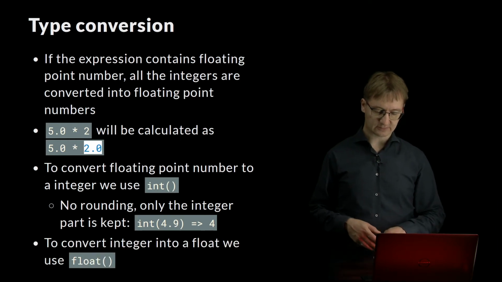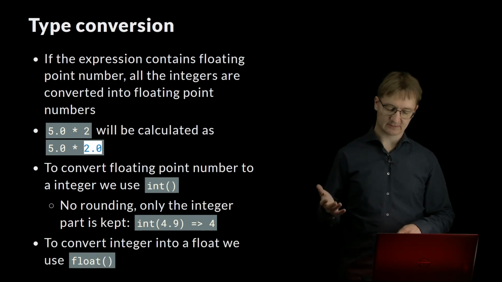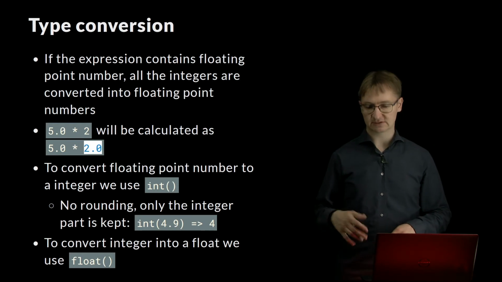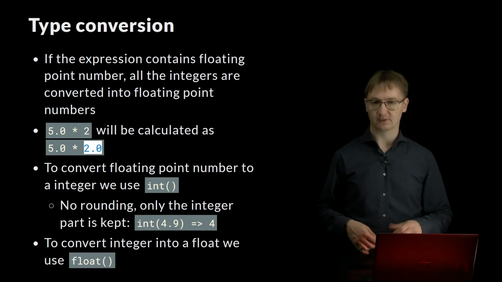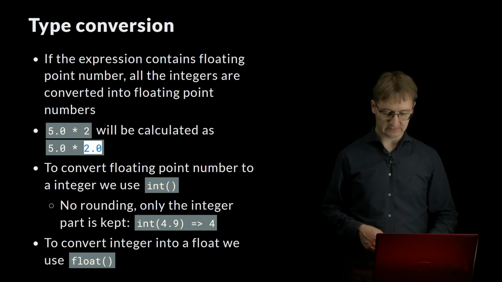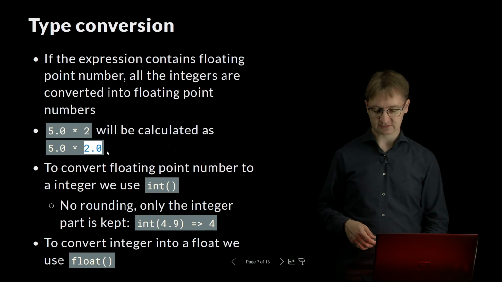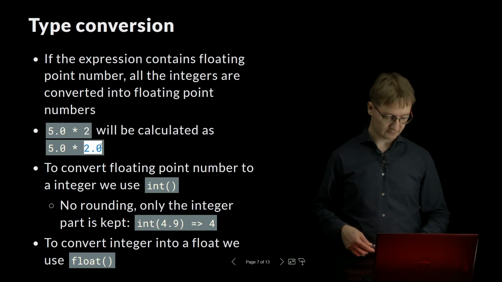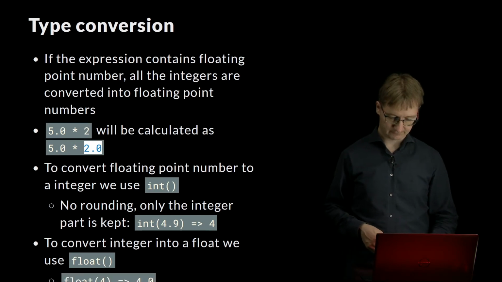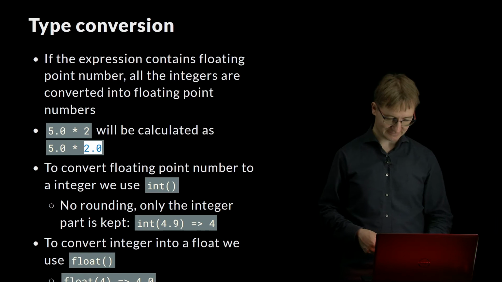And you can convert vice versa. If we want to get the floating point number from an integer, then we can use the function float. And in this case, the result is like here. If we have integer 2, we will get 2.0. Okay, there's an example here.